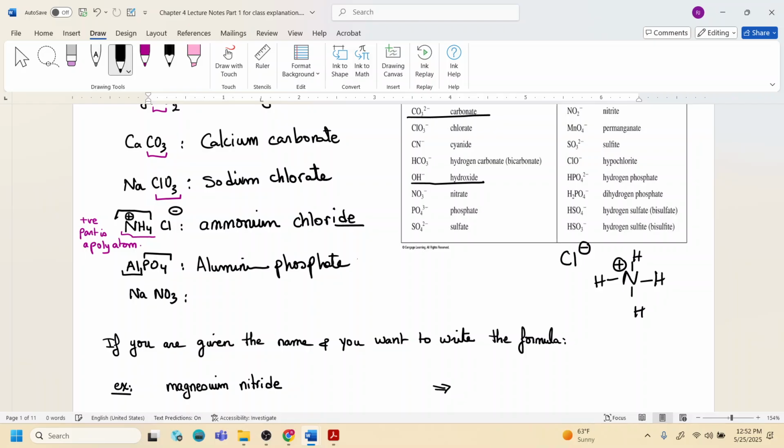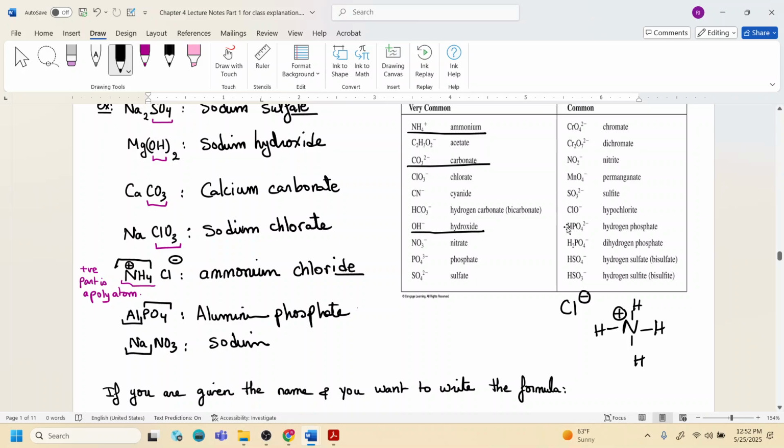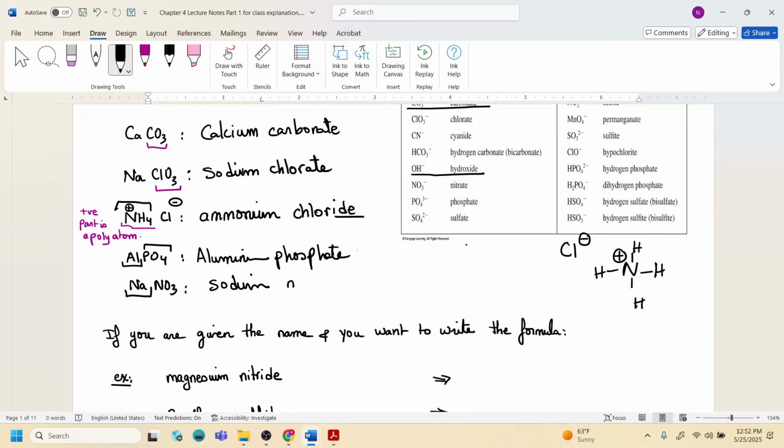Same thing. This is the positive part, which is the sodium. Look at the table for the NO3, and the NO3 is the nitrate. So that is going to be nitrate.